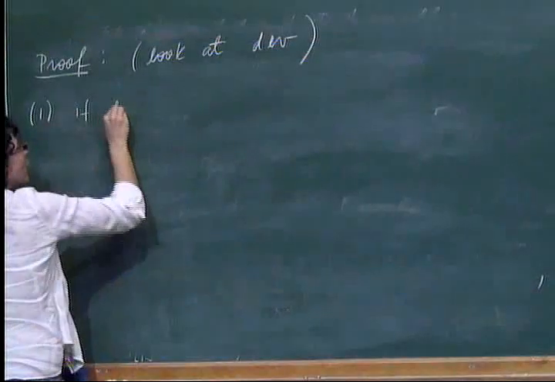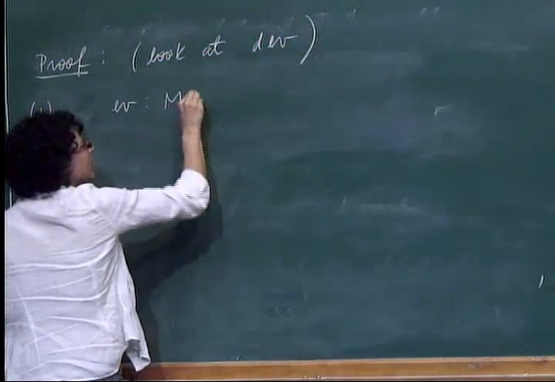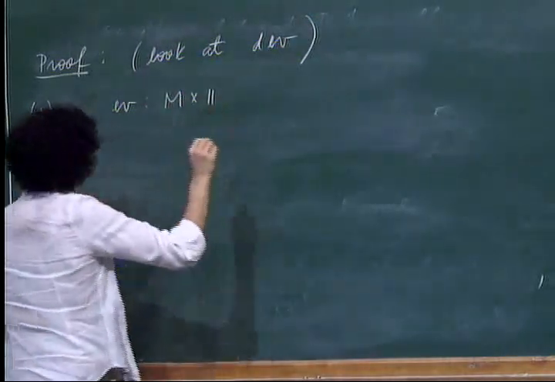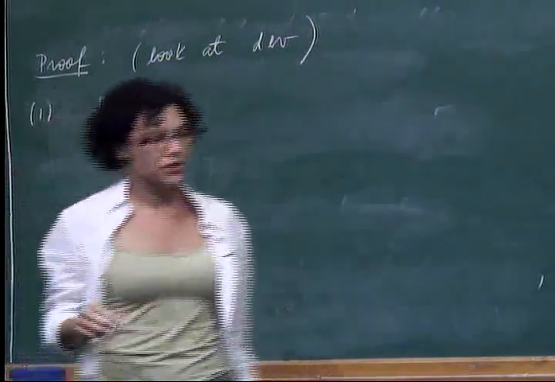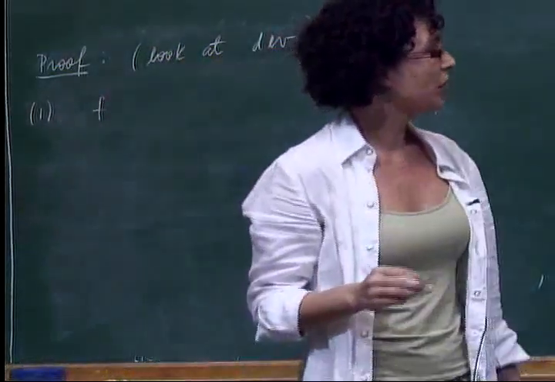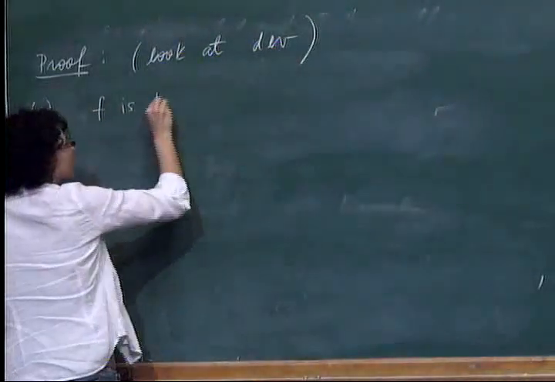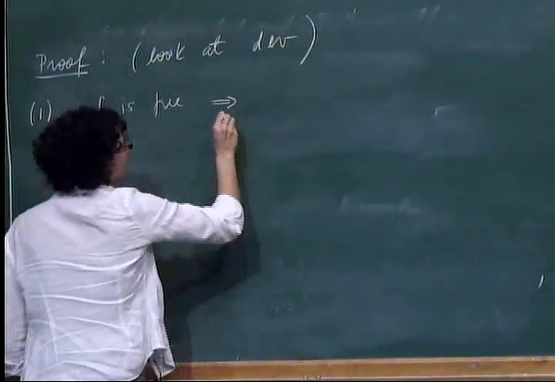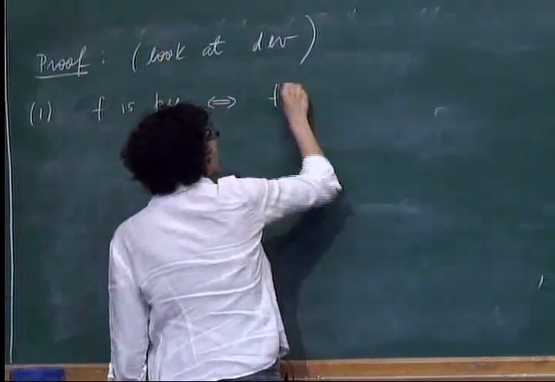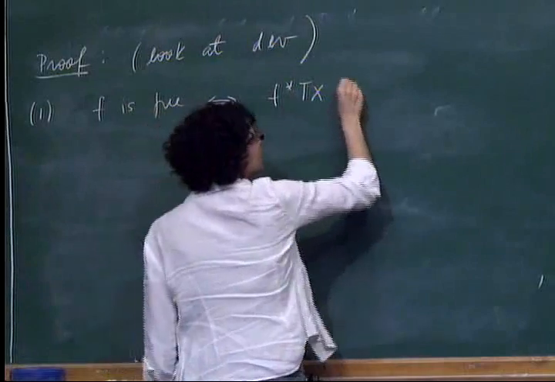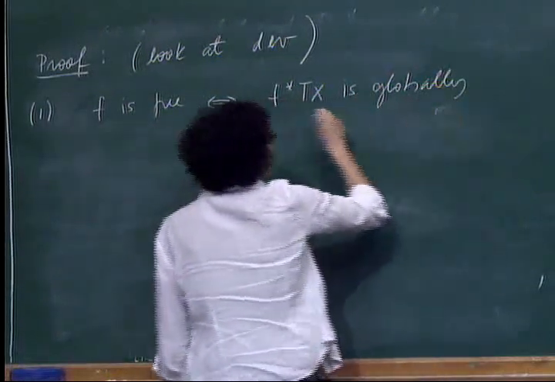If f from M, so the first assumption is that I start with a free morphism. So f is free is exactly saying that the pullback of the tangent bundle is globally generated.